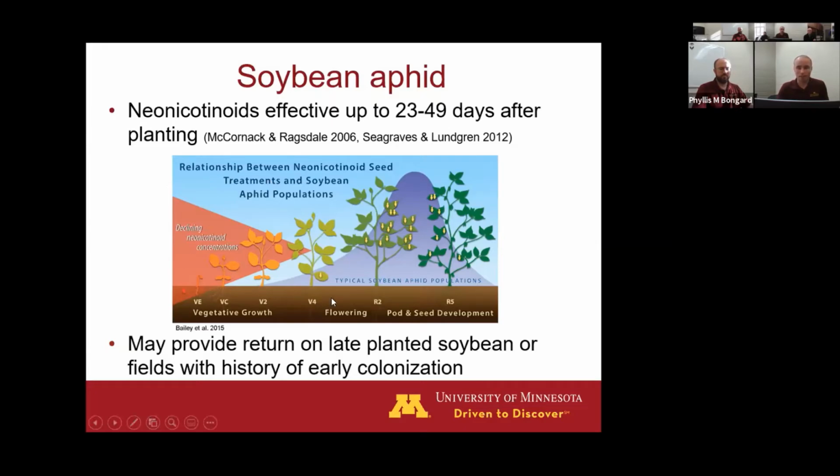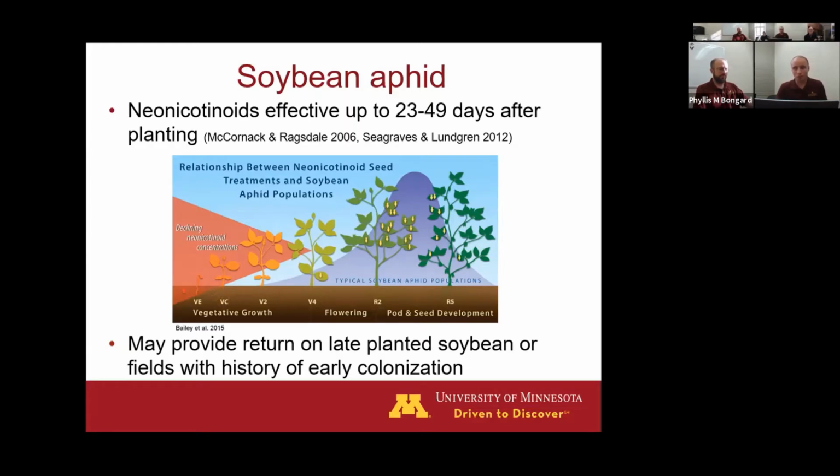And we can see that in this cartoon diagram here, where we've got the plant progressing through the season, getting into later and later growth stages. The red triangle represents the concentration of the insecticide in the plants. So we see that as time progresses, that concentration is decreasing. And a lot of times, soybean aphid isn't coming into the fields really until after that insecticide concentration has decreased to non-effective levels. However, it's important to point out that certain conditions could increase the chances of getting a return on that seed treatment for soybean aphid management.